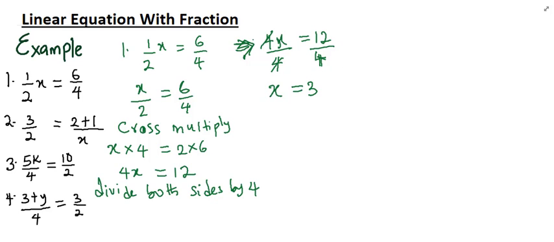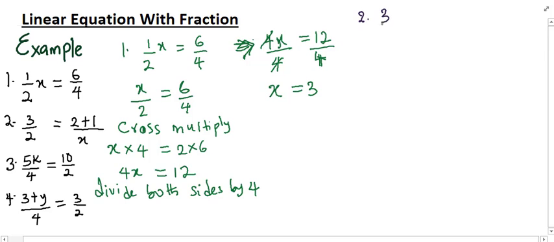Okay, let's continue. The second one, for number 2, says 3 over 2 is equal to 2 plus 1 over x. So let's make this one easy. 2 plus 1 can add, right? So because they can add, let's just simplify that one. So we'll have 3 over x. So very much simple. Right now, let's cross multiply.